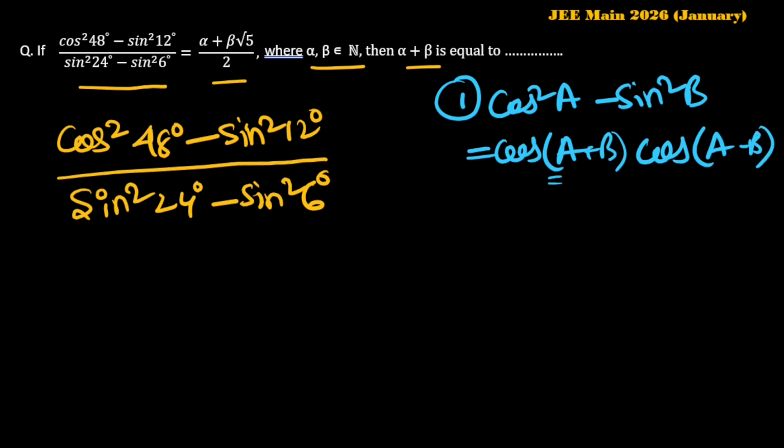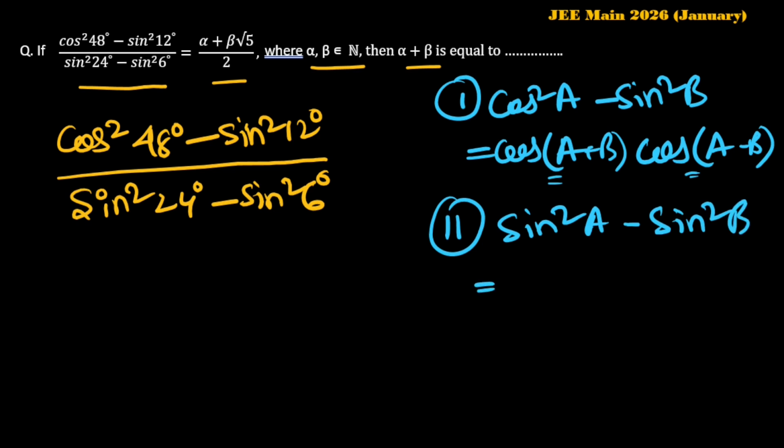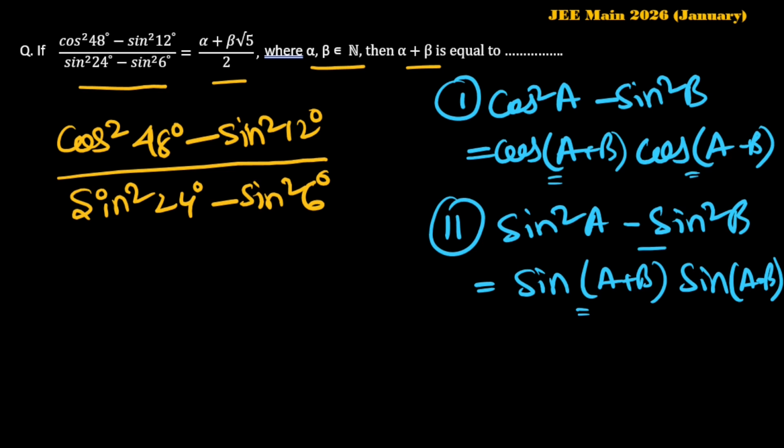When we expand the cos of A plus B and cos of A minus B formulas, we easily get cos square A minus sin square B. And the second identity is sin square A minus sin square B is equal to sin of A plus B times sin of A minus B. Similarly, we expand sin of A plus B and sin of A minus B, and it is easy to prove sin square A minus sin square B. Therefore, we use these two identities 1 and 2 here. The first one is used here and the second one is used here.